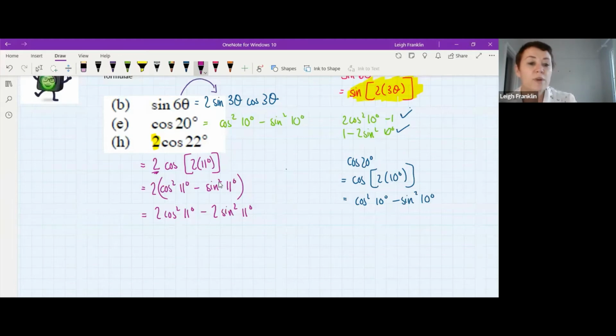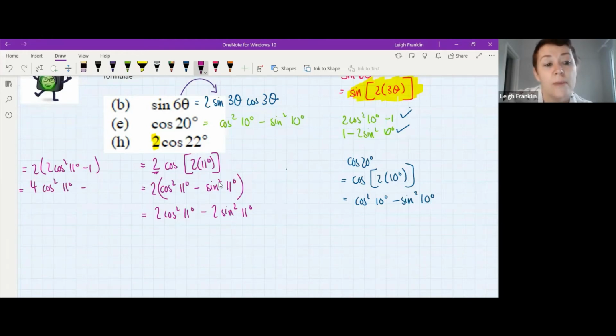And if you wanted to rewrite it in one of the other ways, then it would be equal to 2 times 2 cos squared 11 minus 1. So that would give us 4 cos squared 11 minus 2. Or if we wanted to write it in terms of sine, that would be 2 times 1 minus 2 sine squared 11. And that would give us 2 minus 4 sine squared 11.